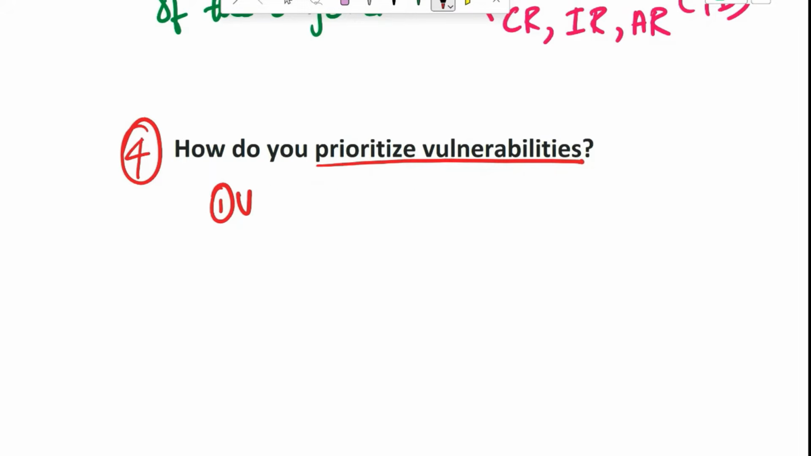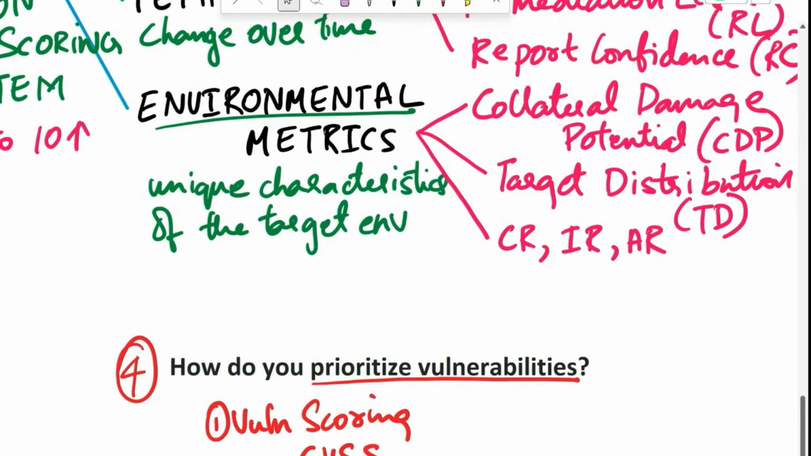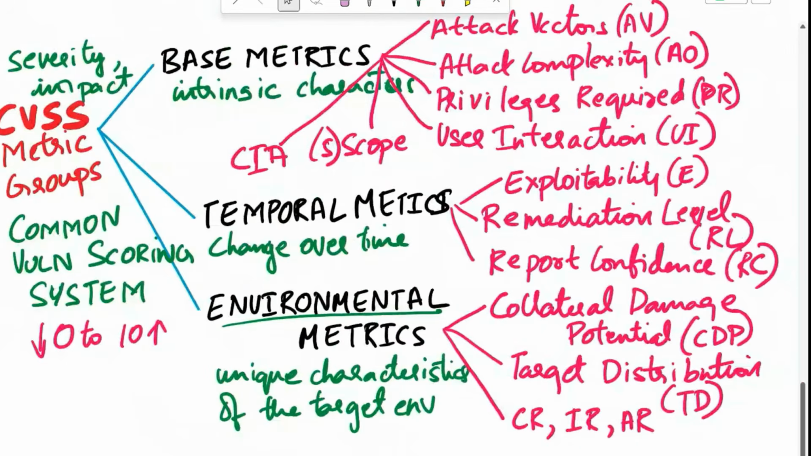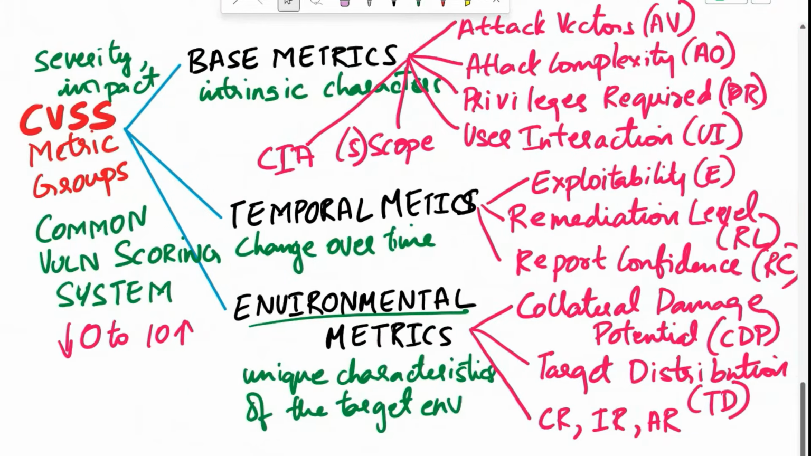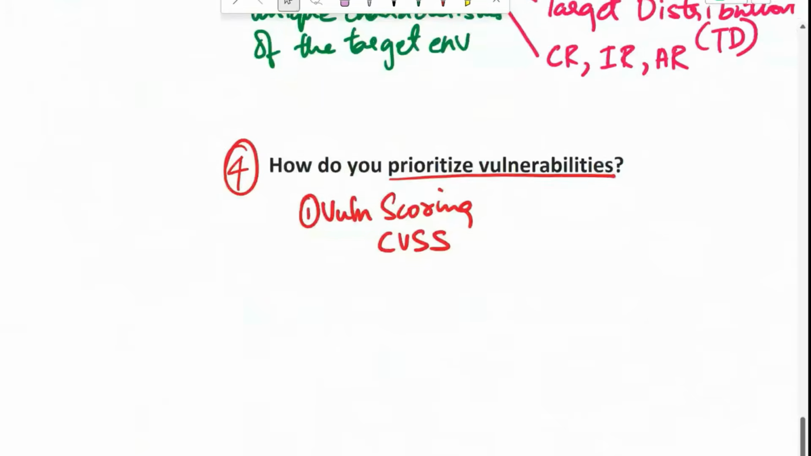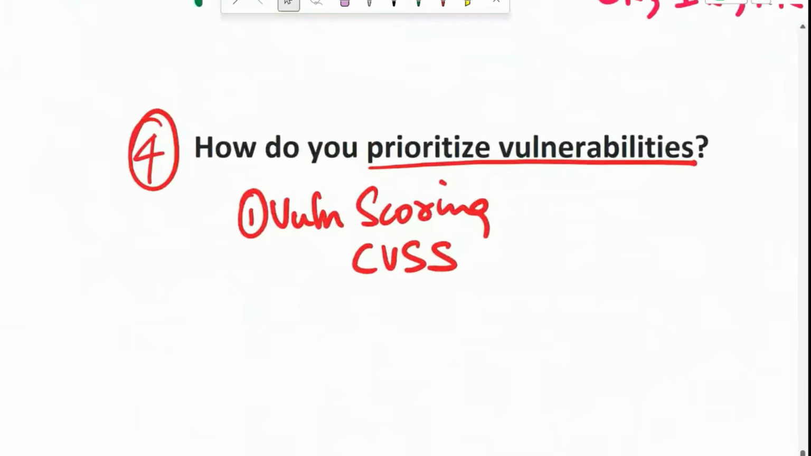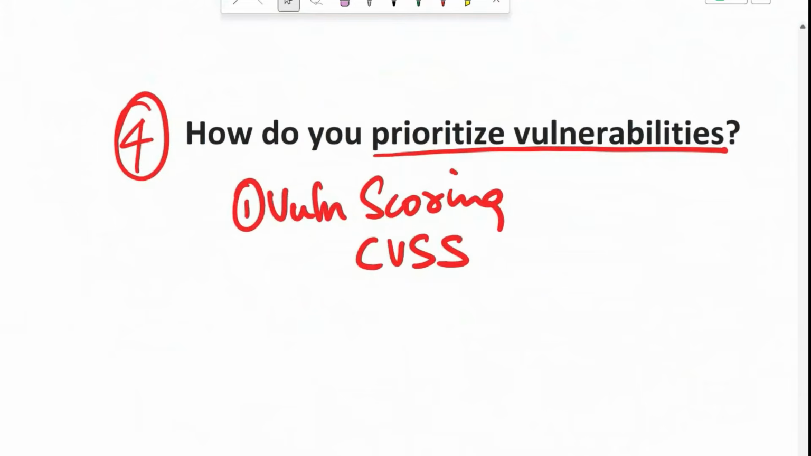First is the vulnerability scoring. Begin by assigning a score to each vulnerability using a standardized scoring system like CVSS. This provides an initial assessment of the vulnerability's severity. Like we did here, right? We saw how it is done. You consider the base metrics, temporal metrics, environmental metrics, and then it provides a CVSS score. This is already done here. So now let's see what next is to be considered.